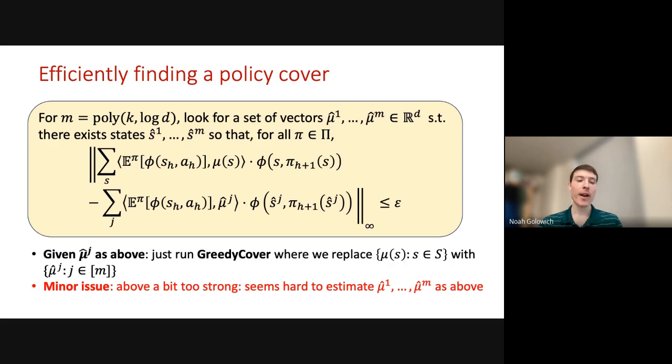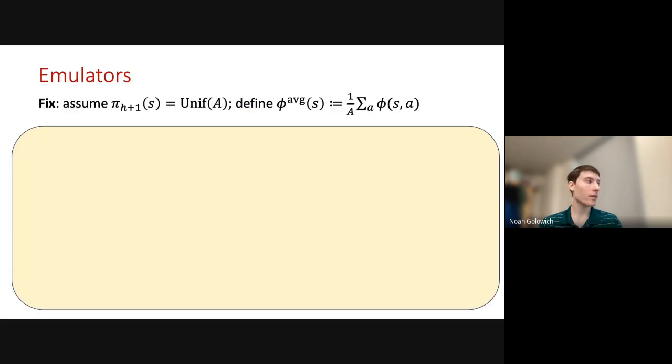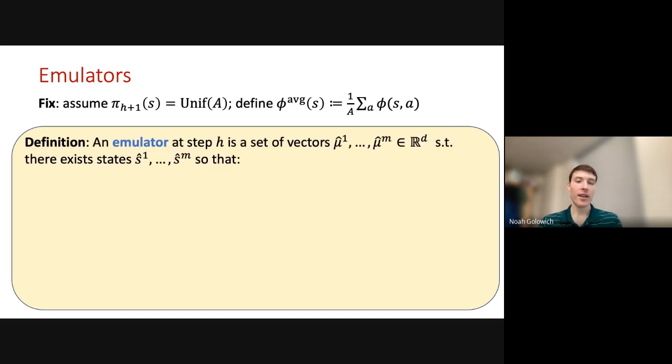And so the way we get around this minor issue is simply by assuming that the arbitrary policy pi in fact takes a uniformly random action at step h plus 1. Accordingly, we'll define the average feature vector at a state s to be 1 over A times the sum over all actions a of phi of s, a. And when we do this, we arrive at the definition of an emulator.